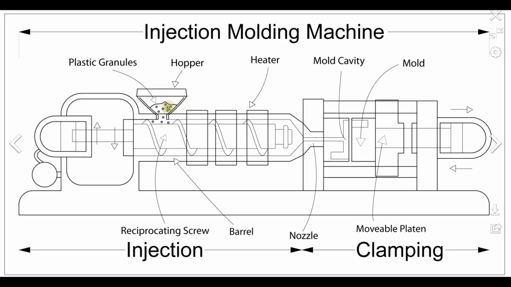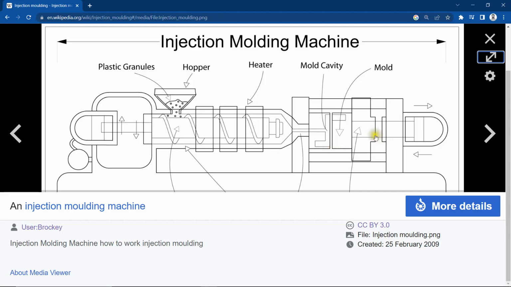And after feeding the plastic through this hopper, this reciprocating screw will take that plastic granules through these heating coils, and these heating coils will melt the plastic granules into molten plastic, and this molten plastic will be entering the mold cavity of the mold. After solidification of this part, this movable platen will be moved and the part will be ejected out of the mold.